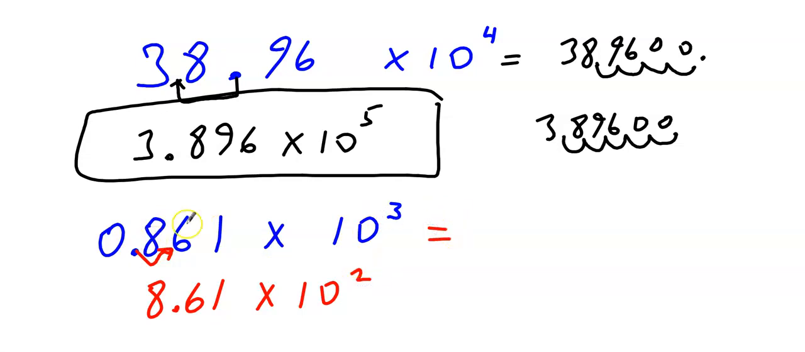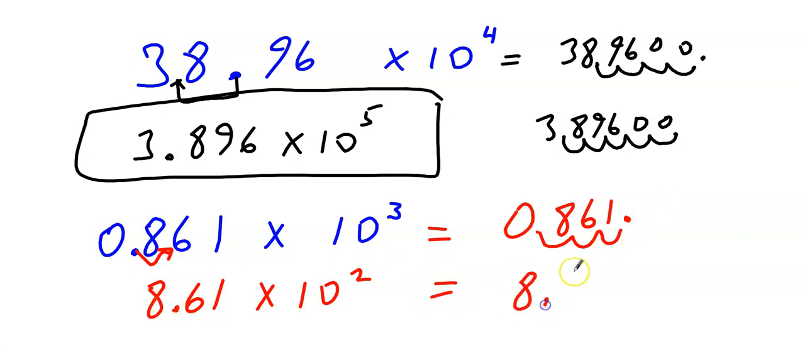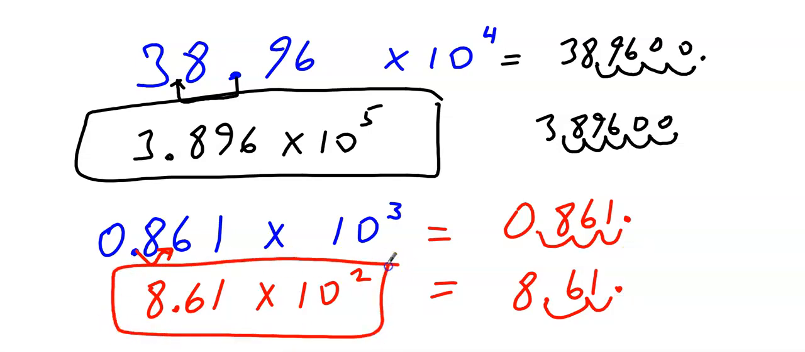You can prove it by taking the original, multiplying by 10 3 times. So go 1, 2, 3. So the real value is 861. Second one, 8.61 multiplied by 10 twice. So you go over 1, 2, and you also get 861. But the second value is the correct scientific notation.